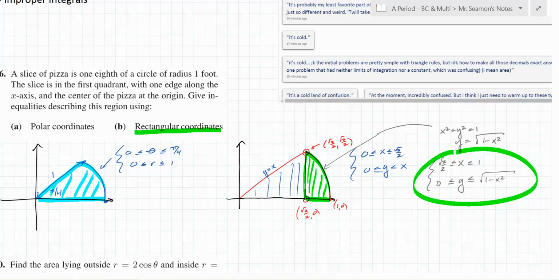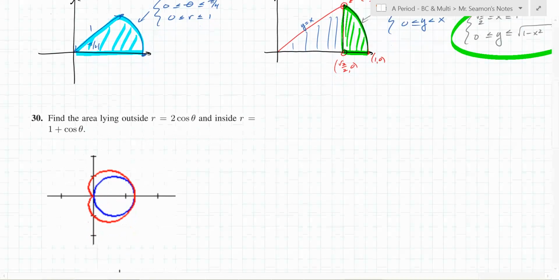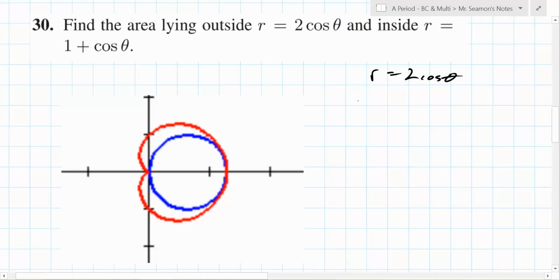Moving on, I'd imagine you had questions about 30? Who had questions about 30? Yeah, there we go. Square both. Oh, we can square both sides. But what is r squared equal to in polar land? X squared plus y squared is equal to r squared.